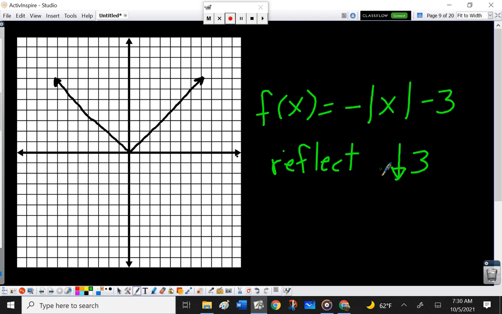So here I go. I'm going to reflect it about the x-axis. So I'm essentially turning it upside down. Okay? And then I'm going to move it down 3 units. Ready? 1, 2, 3. And that would be our final answer.